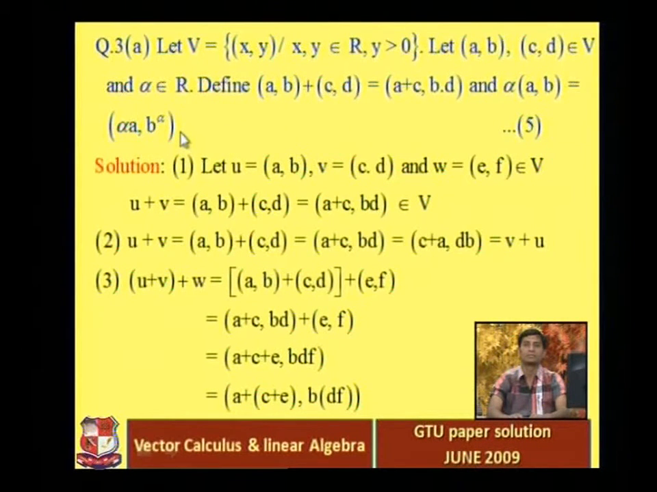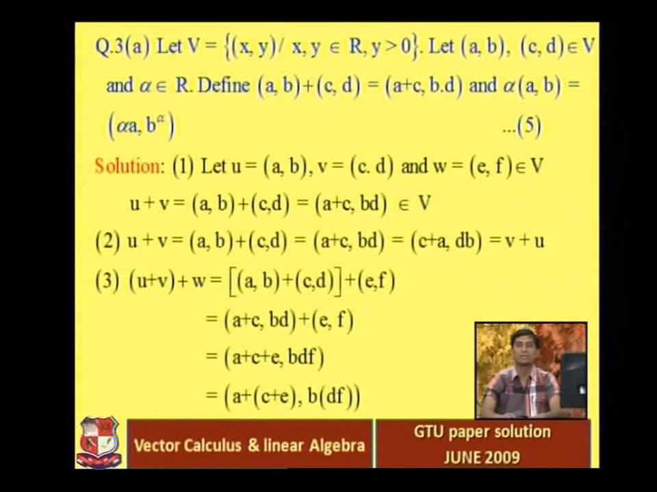So this question asks 5 marks, and we have to prove all the 10 conditions for the vector space. The first 5 conditions are for addition, and the next five conditions are for scalar multiplication. I want to explain the definition of a vector space. The first condition is closure, that means if u, v belong to the set V, then we have to prove that u plus v also belongs to V.